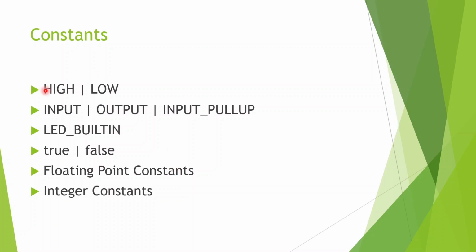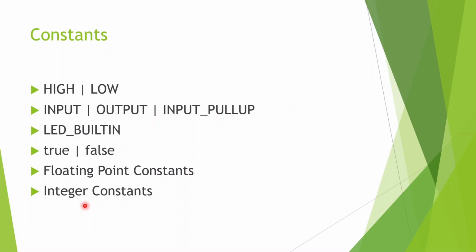The first is HIGH and LOW. These are capital letters which indicate the voltage level of the input and output pins. INPUT, OUTPUT, INPUT_PULLUP will indicate the input and output configuration of a particular pin. LED_BUILTIN is a built-in LED which is available on your board. TRUE, FALSE indicate the status of your function, status of your pin.